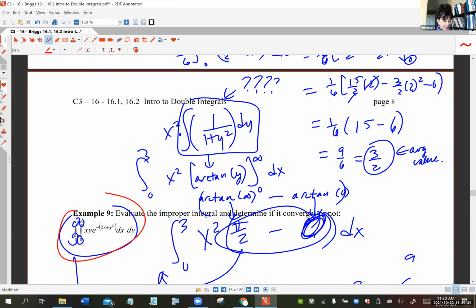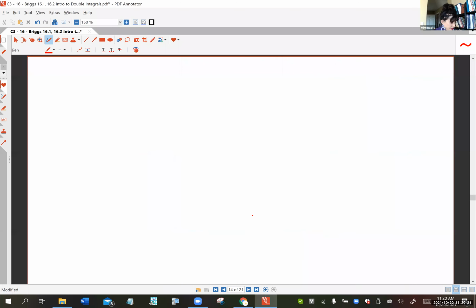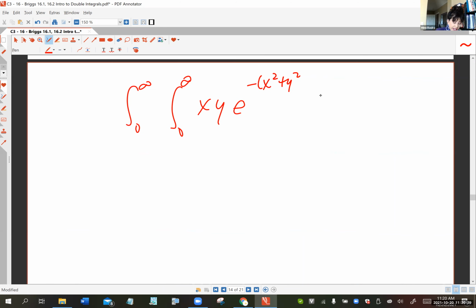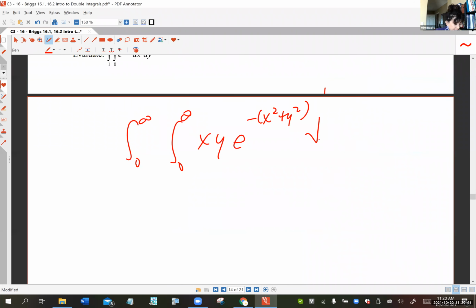Okay, so I'm going to pull up a new page so we can talk about this because I'm already running out of room. Before I do this example, I want to show you how I'm going to make it easier for myself. Now, you can't do this little trick any old time, but it is instructive. So let's talk about a handy fact.